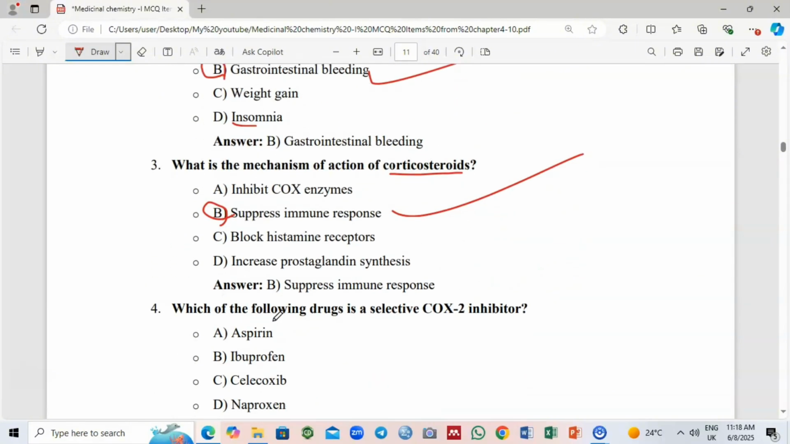Question number 4. Which of the following drugs is a selective COX-2 inhibitor? As we mentioned before, the COX-1 and COX-2 isoforms exist, and there are classes of drugs that can be mainly classified under COX-1 and COX-2. Among the given alternatives, aspirin, ibuprofen, celecoxib, and naproxen, the most selective COX-2 inhibitor is celecoxib, and rofecoxib is also a COX-2 inhibitor.